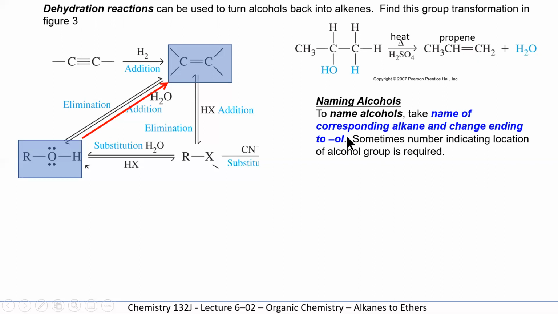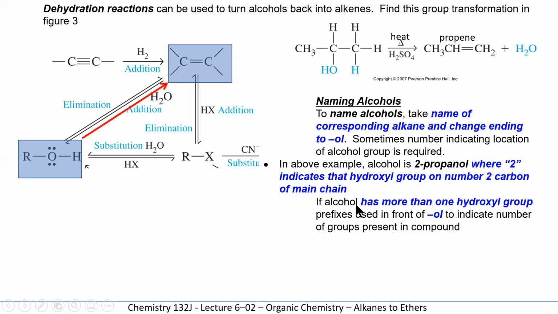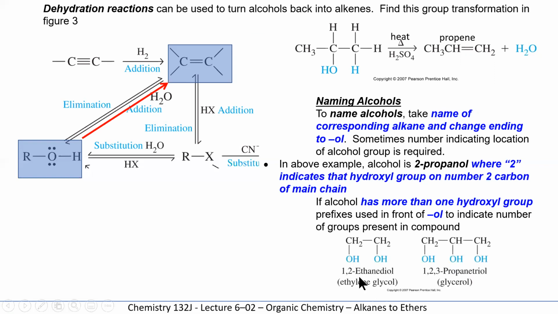Now, when we name alcohols, we're going to use the OL as the end of the name, and we're going to identify where the OH group is attached using a number. So 2-propanol tells us it's a 3-carbon chain with an OH group on the 2nd carbon. If it was on the 1st carbon, it would be 1-propanol. So now, if it has more than 1 hydroxyl group, we can use a prefix like di for diols, tri for triols, or tetra for tetraols.